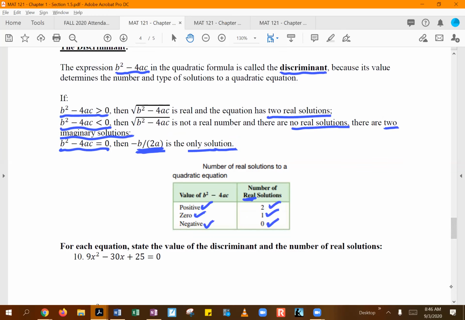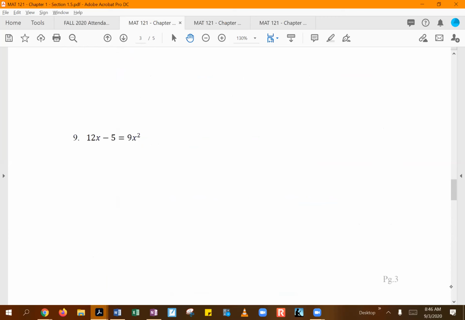There will be 0 real solutions, but remember, we do have 2 imaginary solutions. They're just not real numbers. That's basically what that means. So you will still have imaginary solutions for that one.